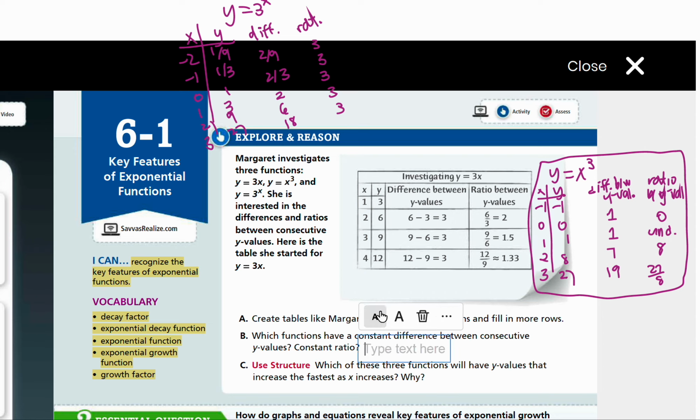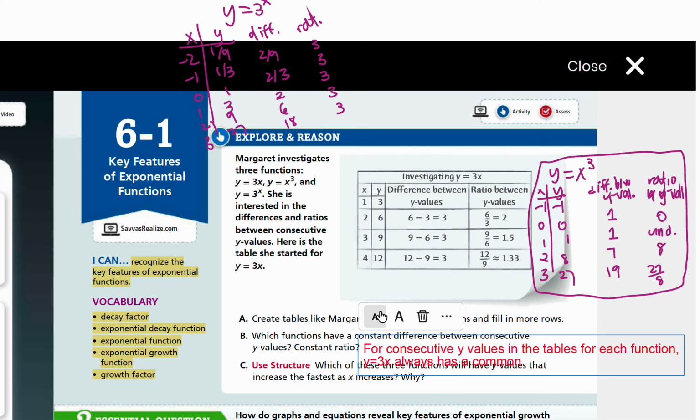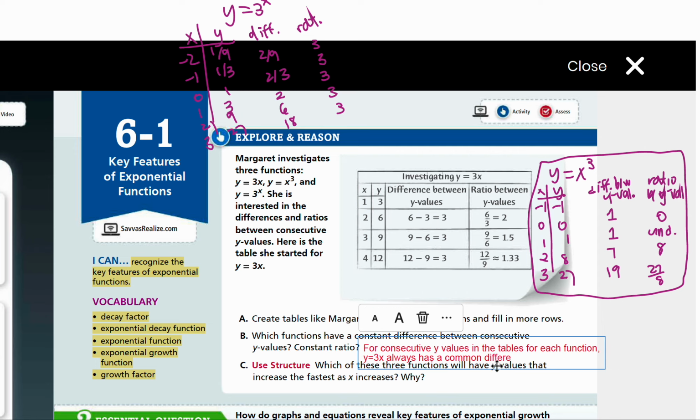First, let's write our observations. For consecutive y values in the tables for each function, y equals 3x always has a common difference of 3, and y equals 3 to the power of x always has a common ratio of 3.